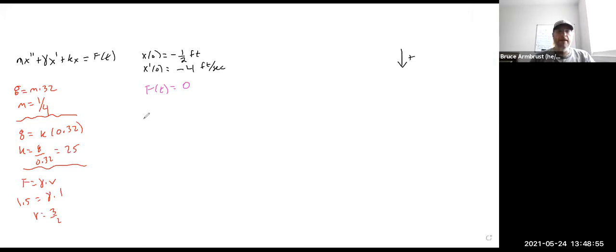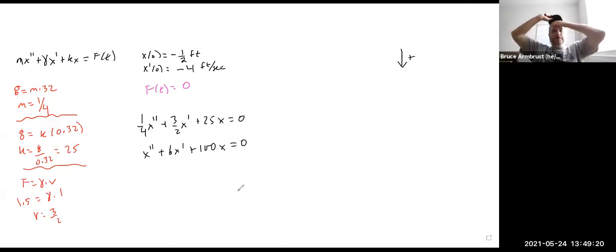We'll go ahead and put all that in, and we now have 1/4 x double prime plus 3/2 x prime plus 25x equals 0. I'm going to go ahead and multiply by 4 just to get rid of the fractions, mostly because I can. And we're here. Before we move on, are we good with that differential equation? Any questions on it?